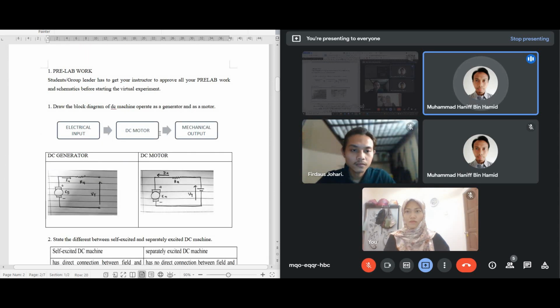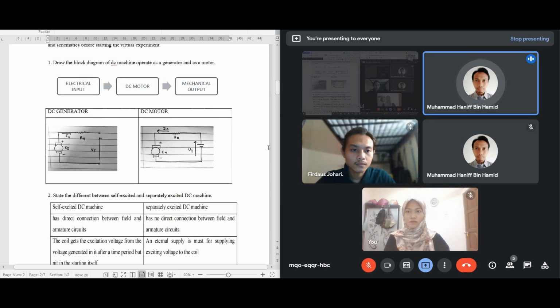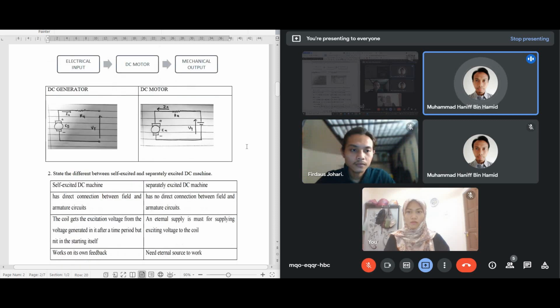So for pre-lab work, number one, draw the block diagram of a DC machine operating as a generator and as a motor. As we know, the DC machine operates from electrical input into the DC motor, then mechanical as the output. So here is the DC generator circuit, and another one is the DC motor circuit. We can identify the DC generator by the indication of the current flow, and also the DC motor by the indication of the current flow to the motor.